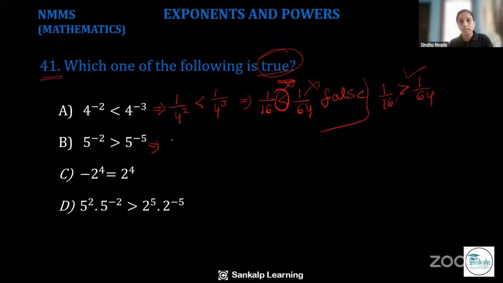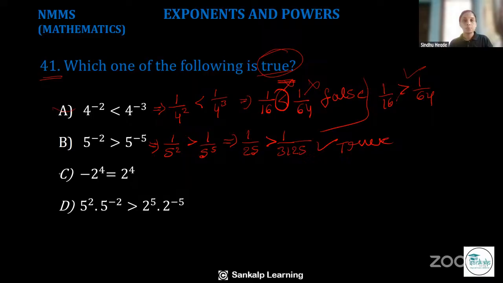First remove the negative sign. It becomes 1 by 5 square greater than 1 by 5 raised to 5. Let me check. 1 by 5 square is 1 by 25, which is greater than 1 by 5 raised to 5. 5 raised to 5 is nothing but 5 multiplied 5 times. We get 1 divided by 3125. Yes, 1 by 25 is always greater than 1 by 3125. This is true. Let me check the remaining also.